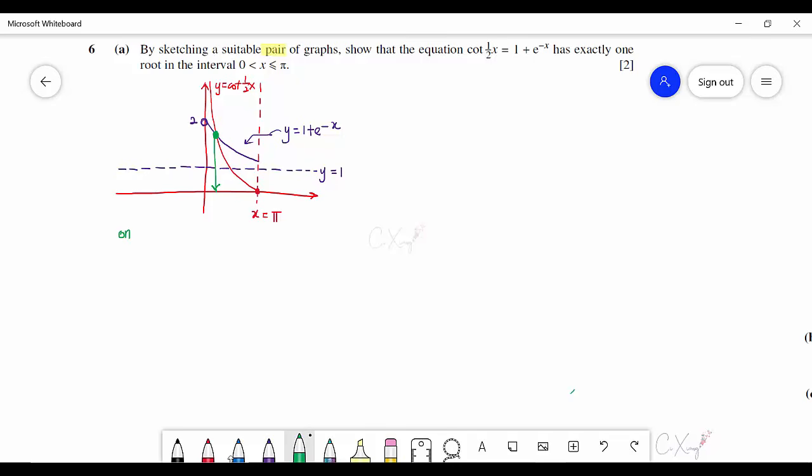So you can mention that one intersection point can be seen, and therefore there's only one root in the interval 0 until pi. So this is how we sketch the graph and also how we make the conclusion. We are looking for the number of intersection points. Okay, so we solved part A here. Let's continue to part B.